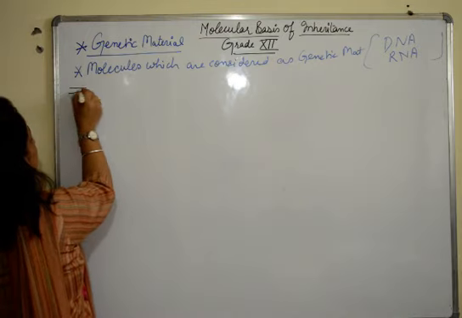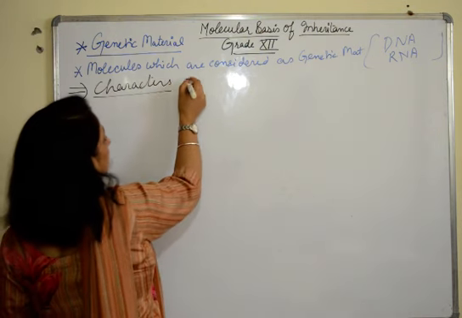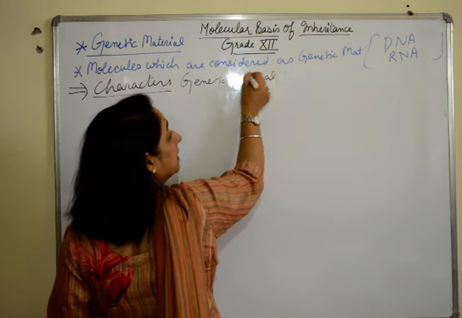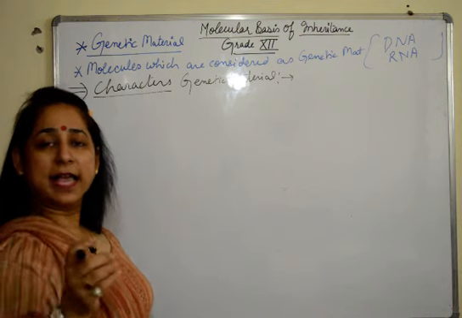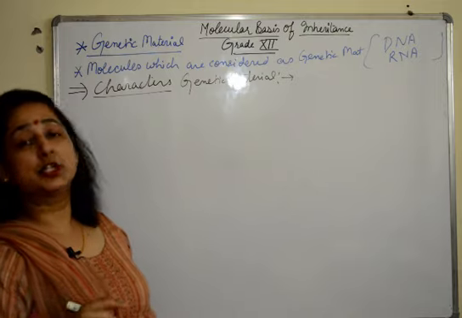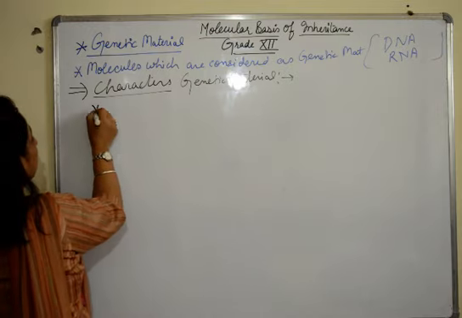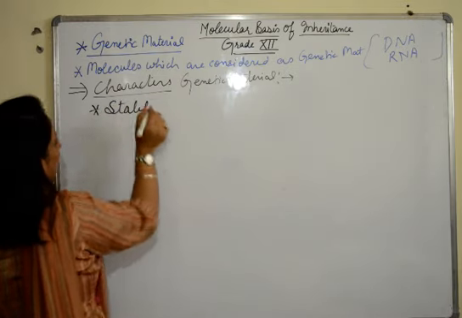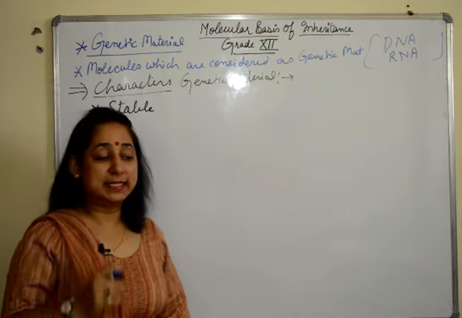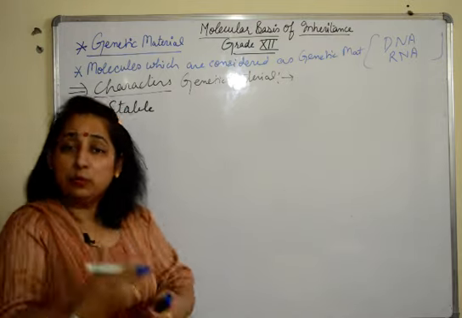So there are a few characters which are possessed by a genetic material, or which a genetic material must have. The first and foremost is that it should be stable. That means it should not have more functional groups attached to it. It should be stable and it should show stable mutations as well.